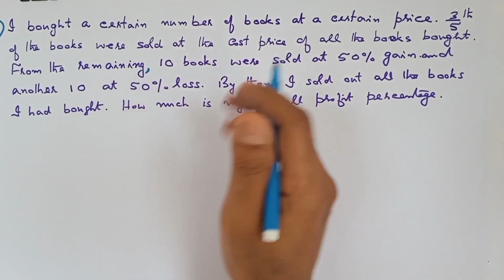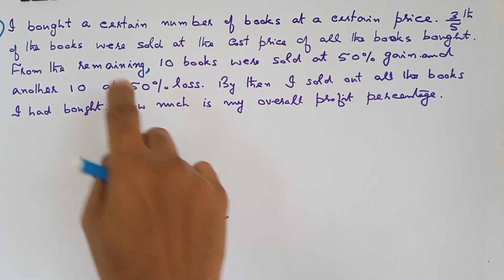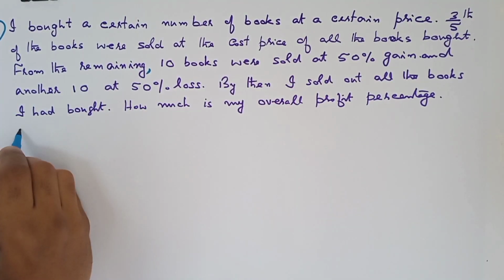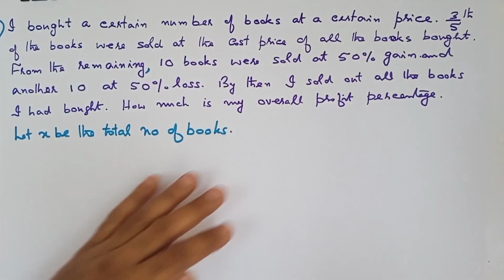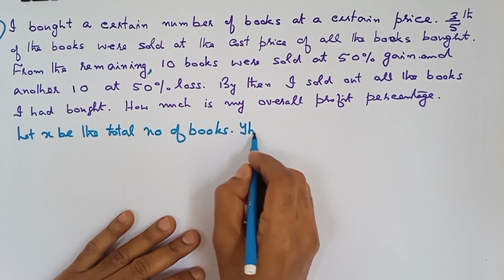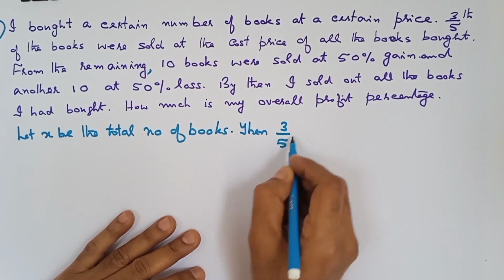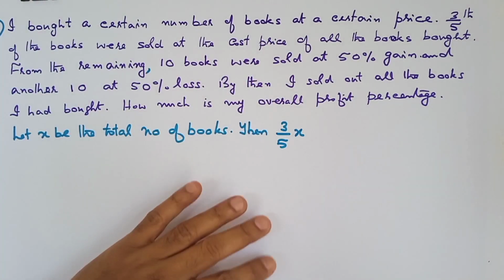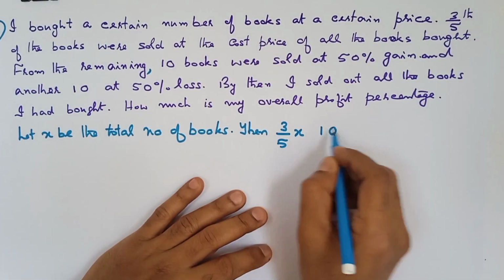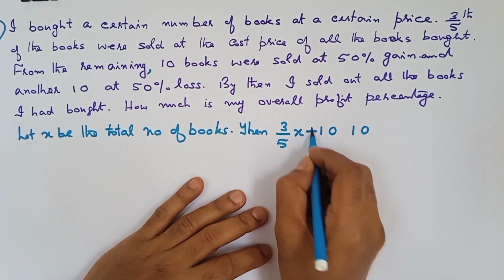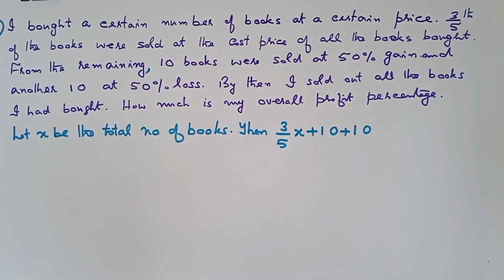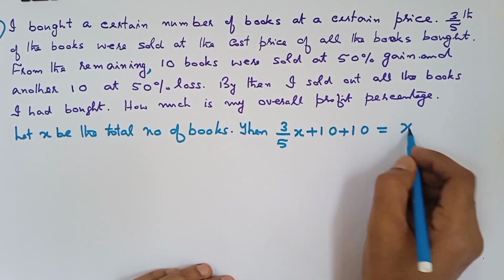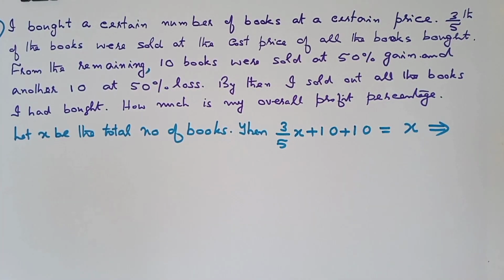We don't know the number of books and the price at which it was bought, but the number of books can be determined from the data given in the problem. For example, let X be the number. Then 3/5 of X was sold at a certain price, we don't know. Again, from the remaining 10 books, again another 10 books. Basically, the total number of books gets divided into 3 parts. So this can be equated to X again. And we can easily solve for X from that.